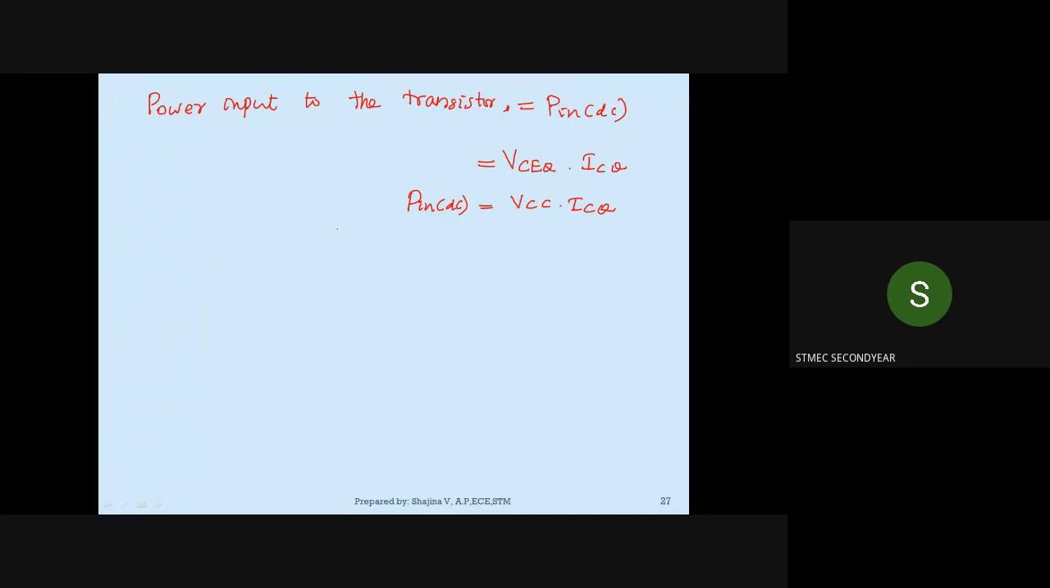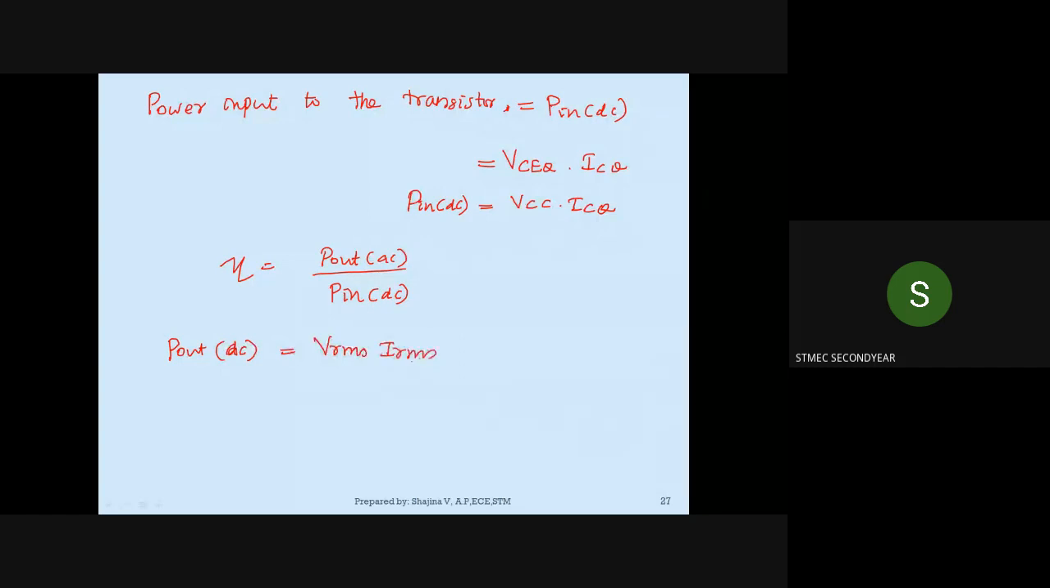And in order to find the efficiency, what is the equation for efficiency? Actually, our efficiency is equal to output AC power divided by input DC power, DC power to AC conversion. We have obtained the input DC power, that is VCC into ICQ. Now you have to get the value of the output AC power. So we can write output AC power is equal to VRMS into IRMS.